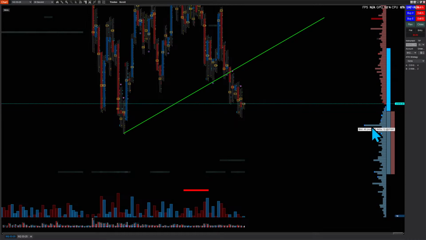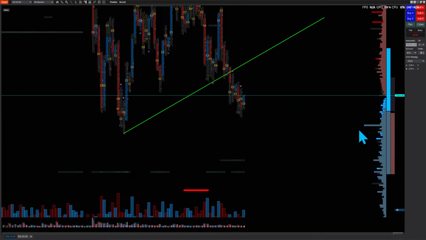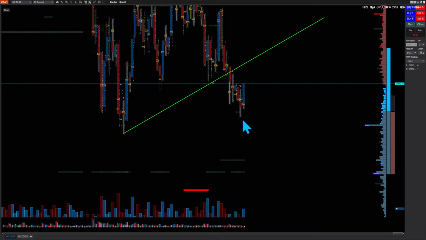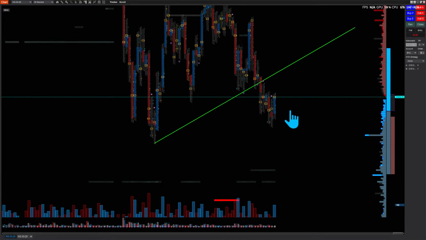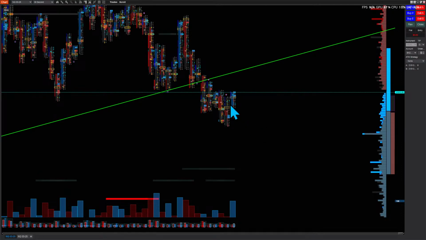Okay, and this is the bright blue. What this bright blue is indicating is that somebody is stacking in. Bright blue is stacking. It's newly added orders. So somebody on level 2 was stacking here. That's why the price bounced up. We don't know how strong.